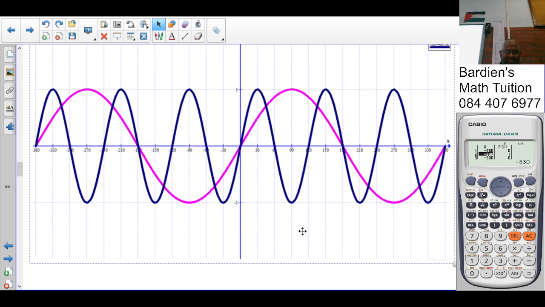Alright, but here's that graph. Can you see, from start to end, the graph completes itself in 120 degrees. Can you see that, people? And then there's your second cycle and your third cycle and so on.